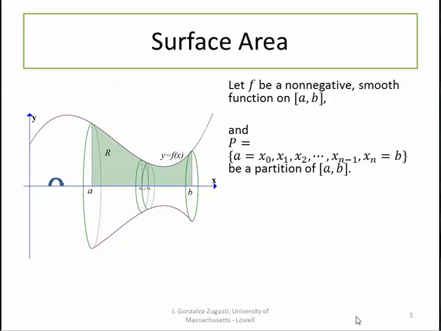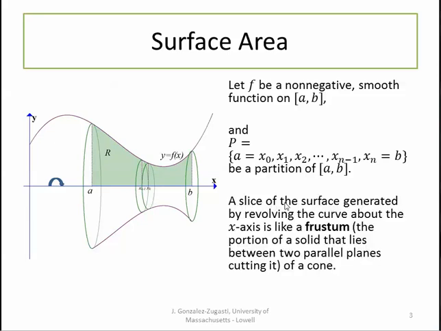Now let P be a partition of that interval [a, b]. So P is going to slice up our surface area like this. If we look at one of the slices, so here's our kth slice, that shape looks like the bottom half of a cone, and that is called a frustum. And we can find the surface area of a frustum of a cone.